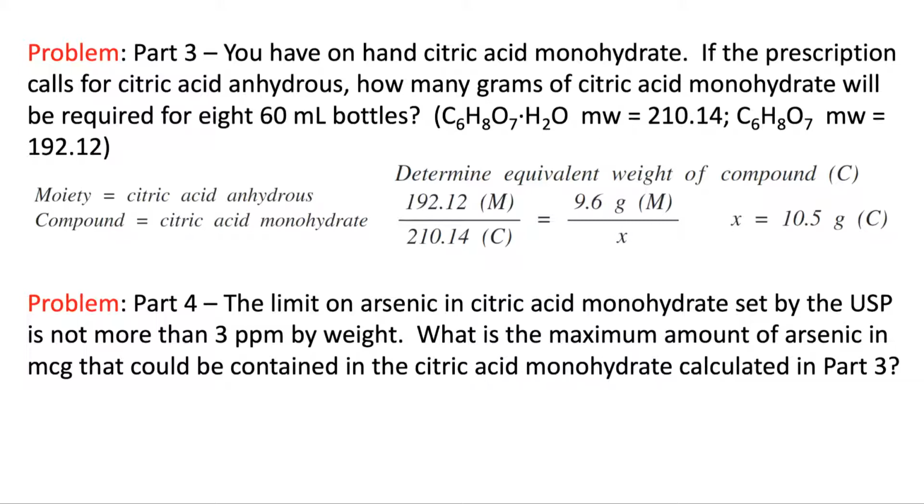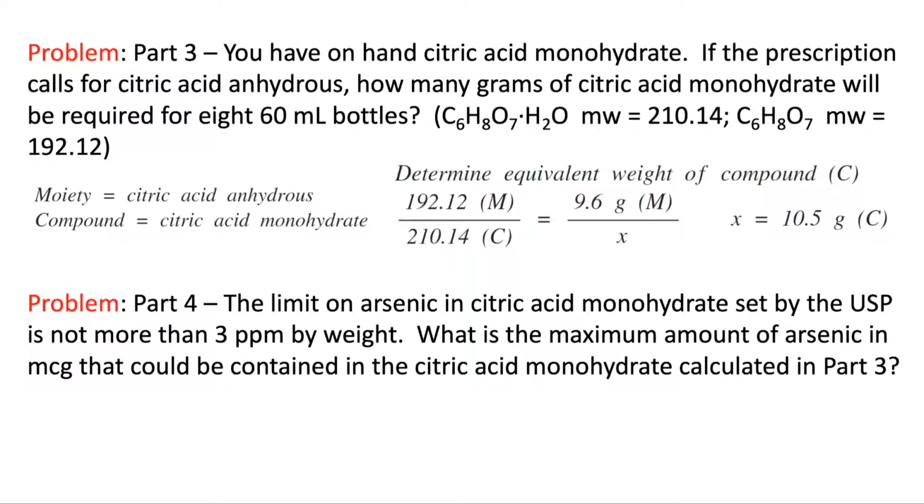And solving for X will be in the units of grams, and it will be the grams of the compound we need. So if we solve for X and do that math, you get numerically 10.5, and that represents grams of the compound, which was grams of the citric acid monohydrate, which answers essentially part 3 of this question. So last question, last part would be part 4, which says, the limit of arsenic in citric acid monohydrate set by the USP is not more than 3 ppm by weight.